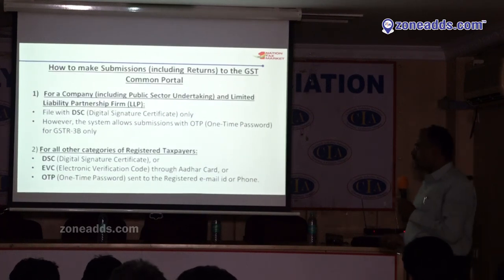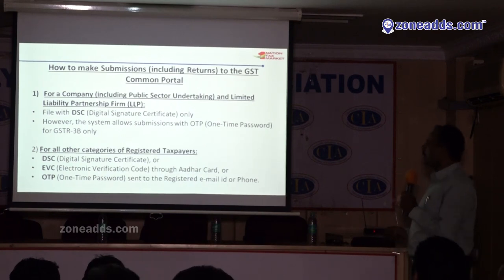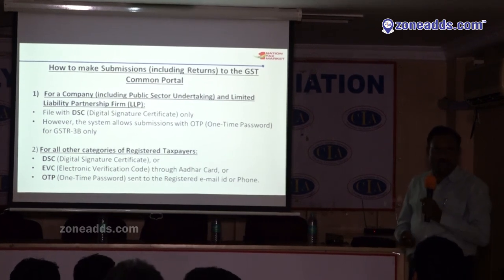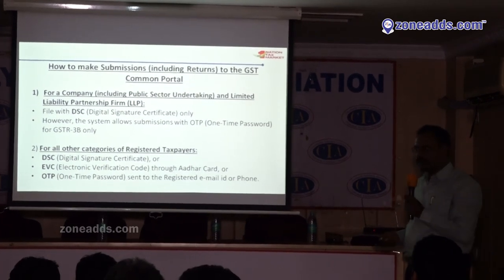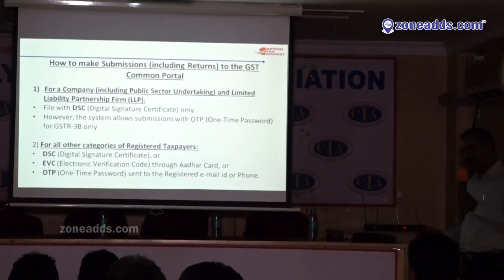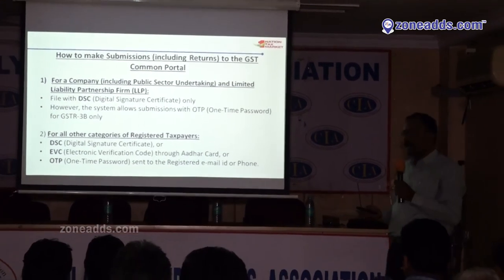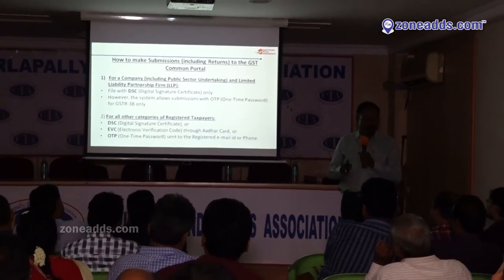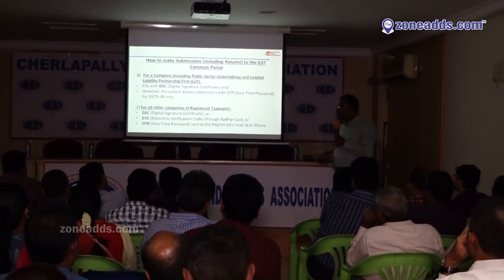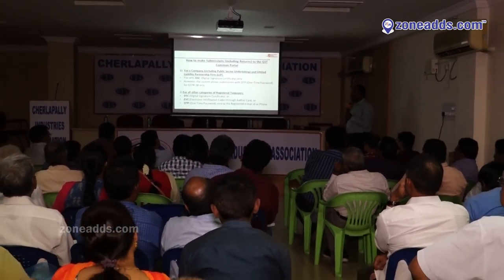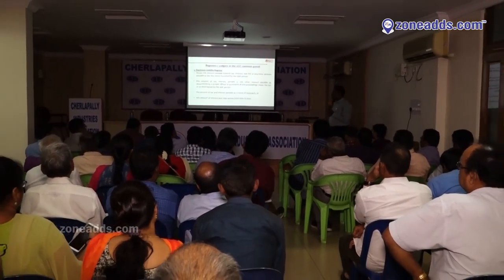This is also important. For companies, the digital signature is mandatory, especially for 3B. I think GSTR 1 is also allowing OTP. Some people told me, but I have not seen that. For all the other categories of registration, they can use either the digital signature or an electronic verification code, that is, the OTP sent to the mobile linked with Aadhaar, or a normal OTP. With either of these facilities, you can file the returns.